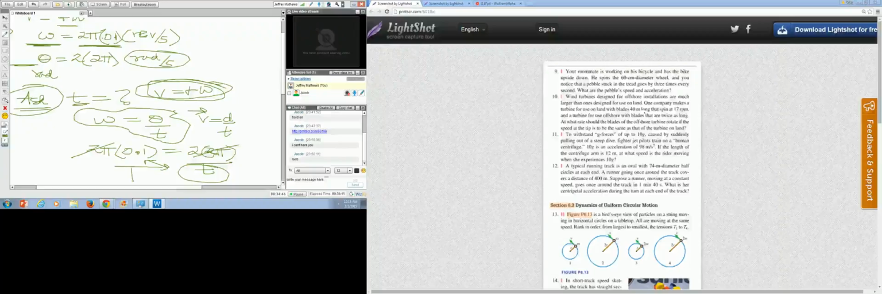11 is... They give you the radius, 12 meters. They're asking you for speed, V. They give you acceleration. Acceleration is 10G, so 10 times 9.8. And that's the equation that ties it all together: acceleration, speed, and radius. A equals V squared over R. And you find V squared, okay?